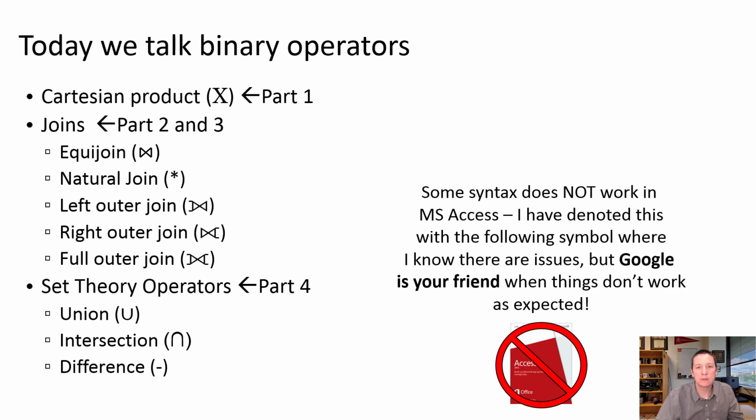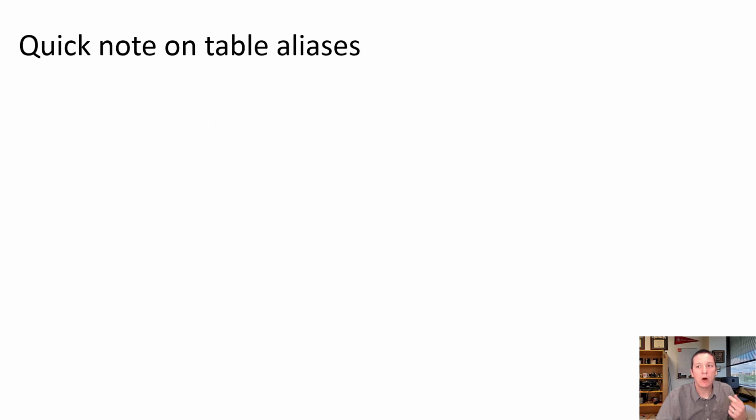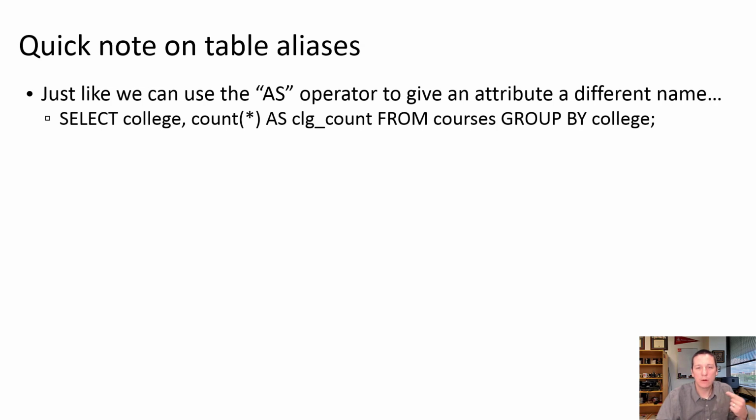Now, one thing you're going to see in many of these examples and in the book as well are aliases for our tables. Now, in one of the previous videos, we talked about using the as operator to create aliases for attributes. And this is particularly useful for our aggregate functions because it allows us to create a nice pretty name for that output, but we can use the as operator to create an alias for any attributes.